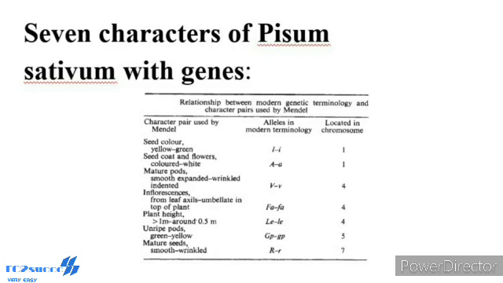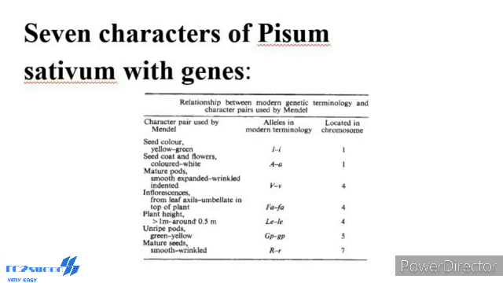7 characters of Pisum sativum with genes. Relationship between modern genetic terminology and character pairs used by Mendel. Character pair used by Mendel, alleles in modern terminology, and location in chromosome. Seed color yellow, green: alleles capital I and small i, located in chromosome 1. Seed coat and flowers colored, white: alleles capital A, small a, located in chromosome 1. Mature pod, smooth expanded, wrinkled indented: alleles in modern terminology capital V, small v, located in chromosome 4.